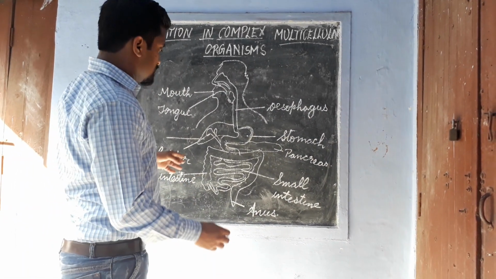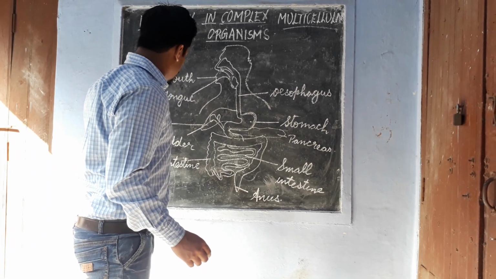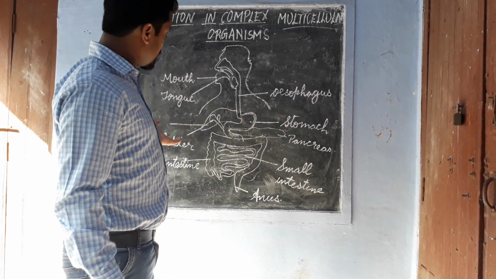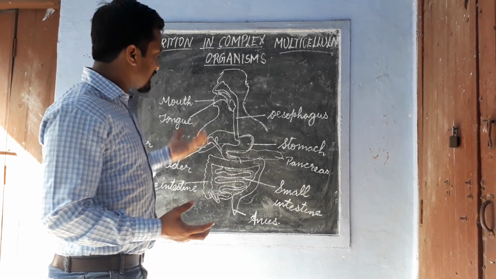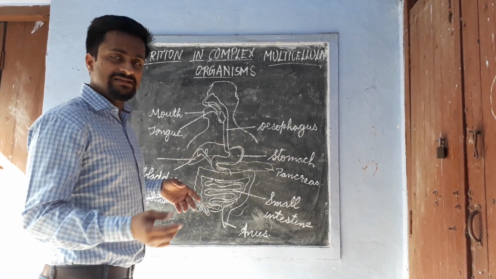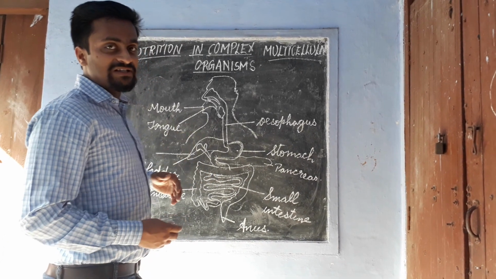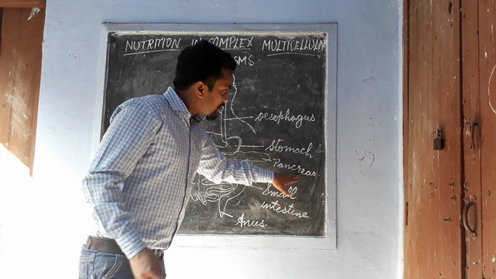So the secretions of the liver consist of the gallbladder. The gallbladder secretes bile, which is a greenish fluid that is secreted onto the food. Now, what is the function of bile? Bile helps in the emulsification of food.